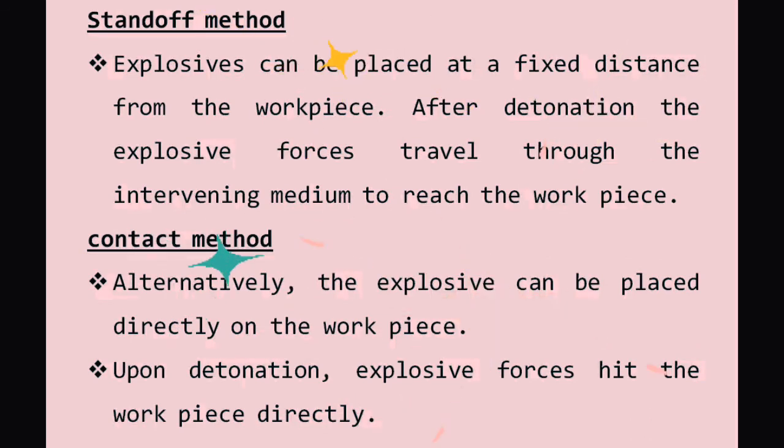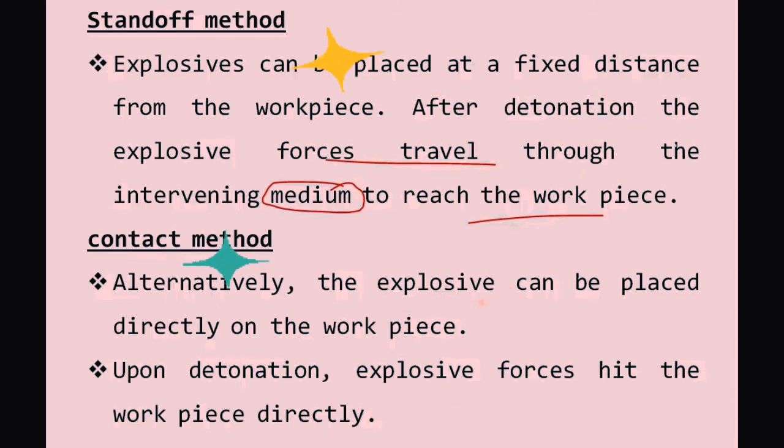Next, we discuss the standoff method and the contact method. These methods concern how we place the explosive materials. Explosives can be placed at a fixed distance from the workpiece. After detonation, the explosive forces travel through the intervening medium, which is water, to reach the workpiece. We already discussed this. Placing the explosive material at some distance from the workpiece is called the standoff method.